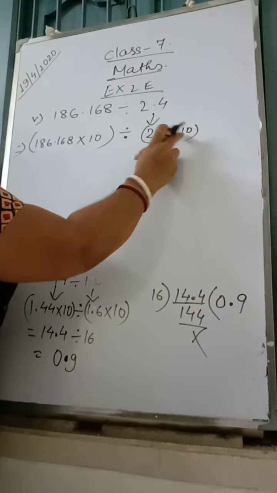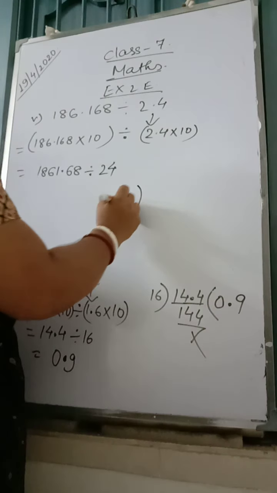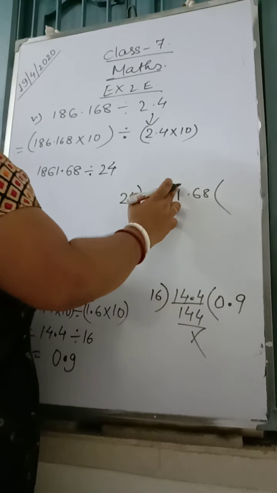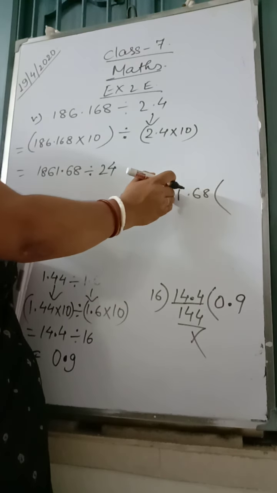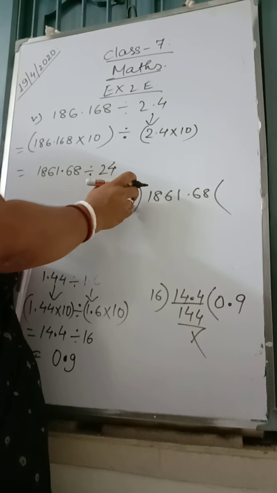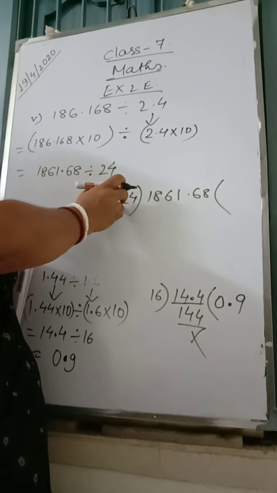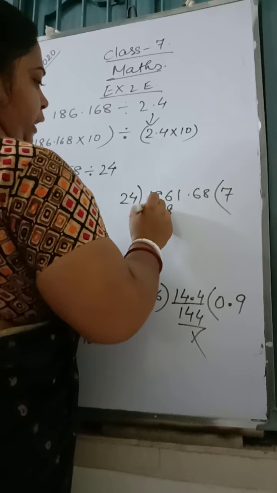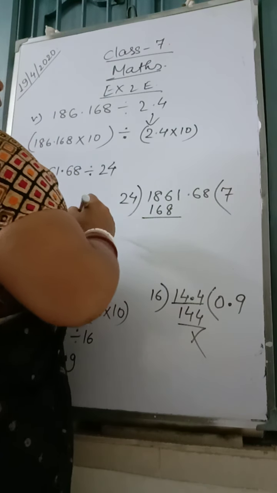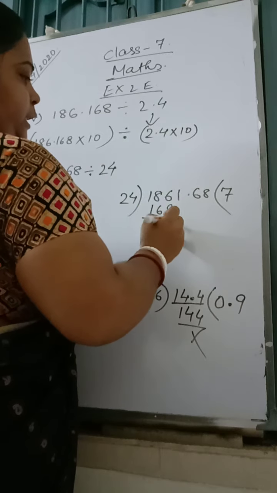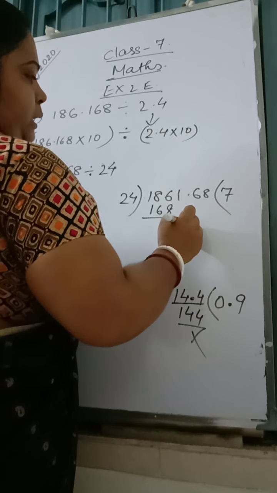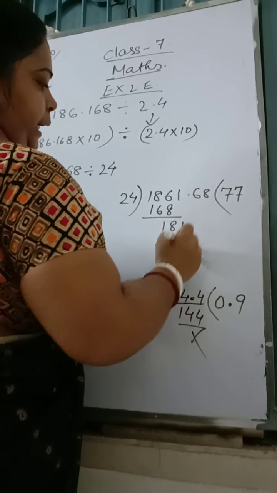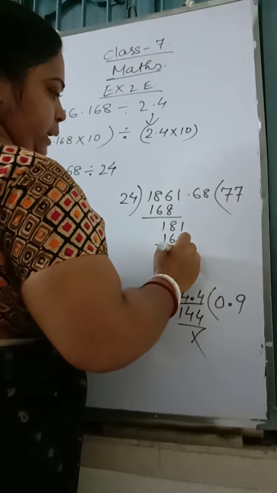1861.68 divided by 24. Now divide 1861.68 by 24. 2 digits is not divisible, so 3 digits. How many times? 8 4s are 32, 8 2s are 16 and 3 is 19, not 8, 7 times. 7 4s are 28, 7 2s are 14 and 2 is 16. 16 minus 8, 8, 1. Then 1 is coming down. Again 7 times. 168, 8 3s, 11, 13.